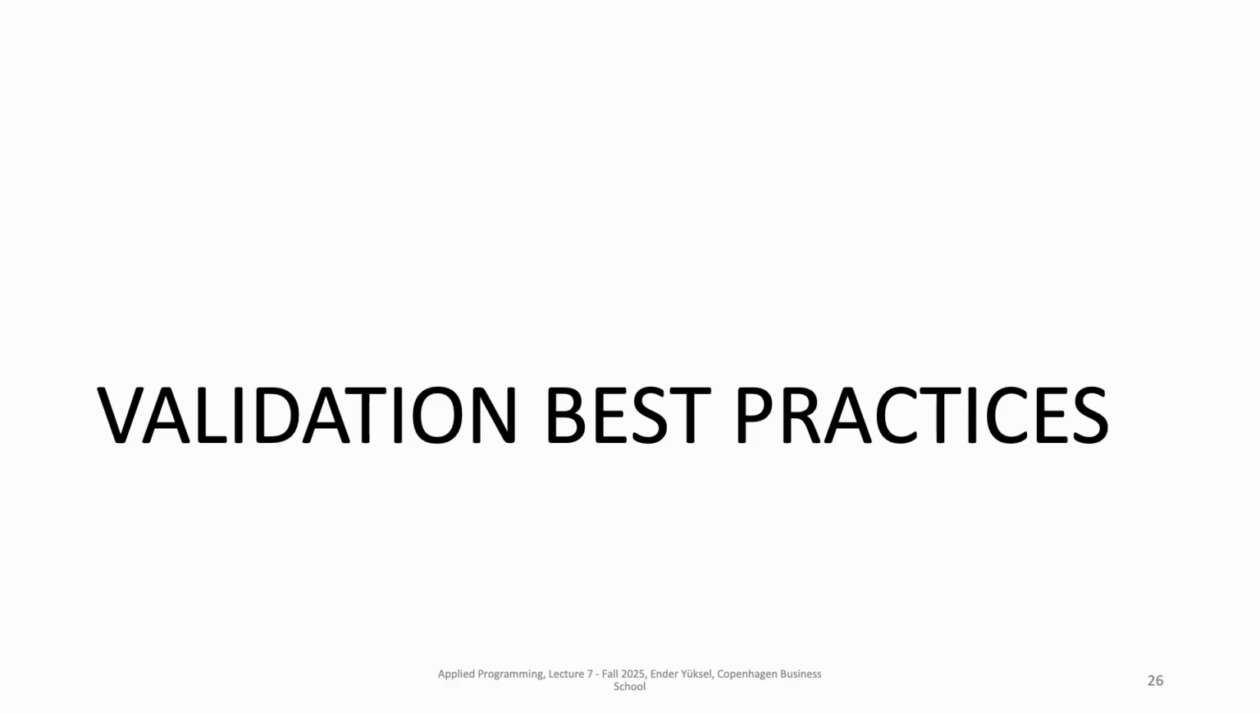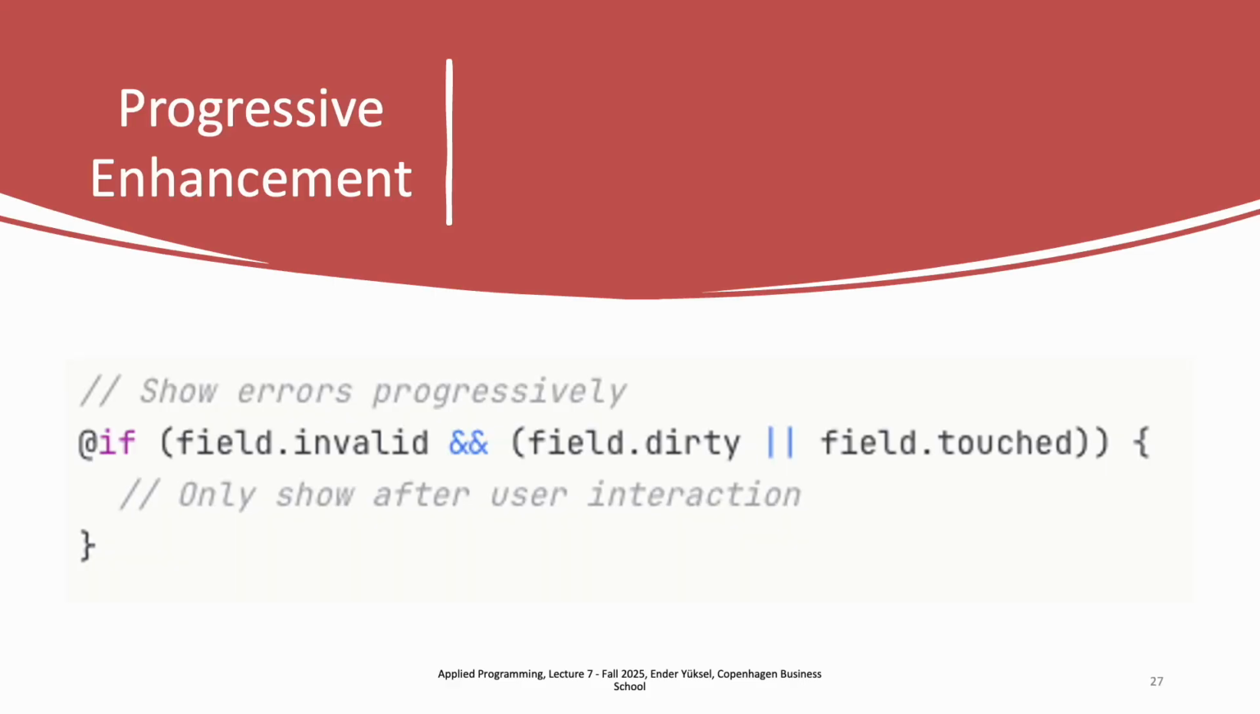Let's look at validation best practices. Progressive enhancement. So we can show errors progressively. We just mentioned in the previous slides, for example, dirty and touched and invalid. In this example, if the field is dirty or touched, and at the same time the field is invalid, then we only show the errors after this user interaction.